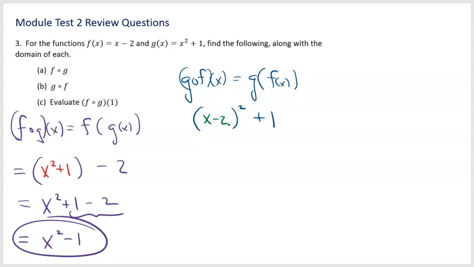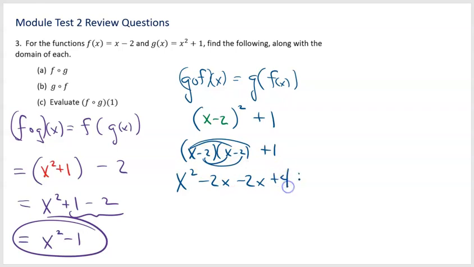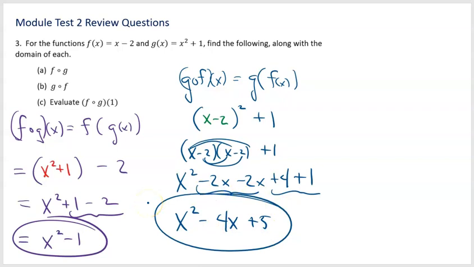Now this problem has a little bit more work. Why? Because you have to square that x minus 2. So I'm going to do x minus 2 times x minus 2, plus 1. We handled the square when I wrote it out twice. I've got to FOIL. So x times x is x squared, x times negative 2 is negative 2x. Then I can go underneath and continue that. Negative 2 times x is negative 2x. Negative 2 times negative 2 is plus 4, plus 1. Then I combine like terms. So I have x squared minus 4x plus 5. So that is g composite f of x.